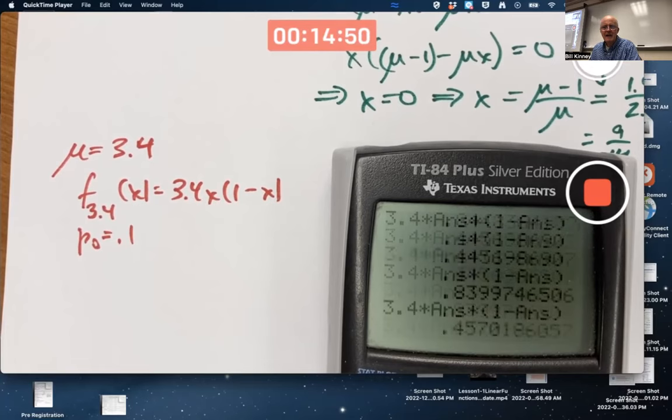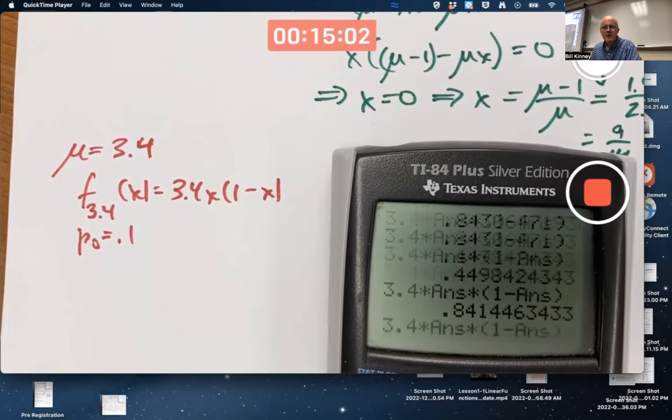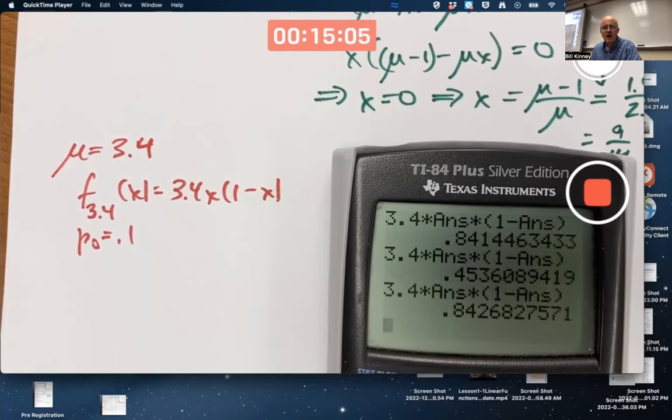Now it seems like we're bouncing back and forth between two numbers of about 0.45 or so and 0.84. What in the world's going on? Are those fixed points? Is it two fixed points? Would that make sense? Think about that for a second. I hope it makes sense that those can't be fixed points, because when you plug one of them in, you get the other one. They do bounce back and forth, but neither one is a fixed point.